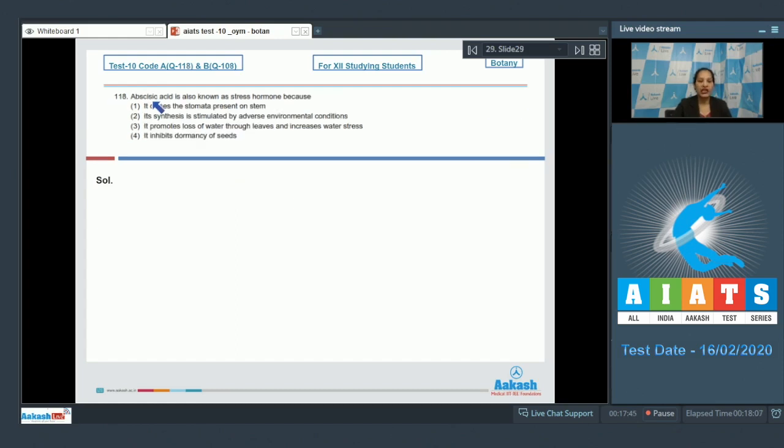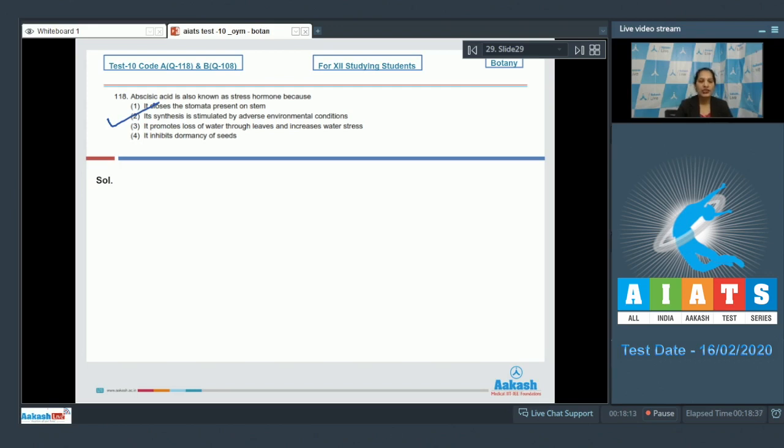Question number 118. Abscisic acid is also known as the stress hormone because the synthesis of ABA is stimulated by adverse environmental conditions. When environmental conditions are adverse or not favorable for the plants, the synthesis of ABA increases or is stimulated. So the correct option for the given question is option number 2.